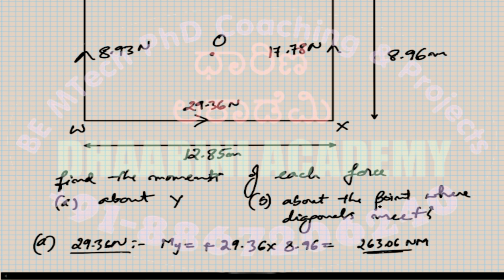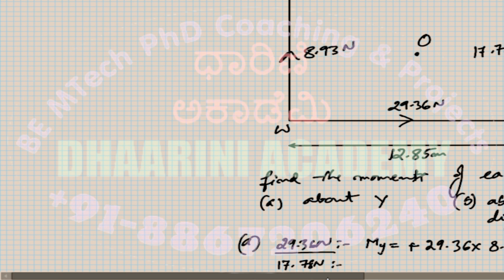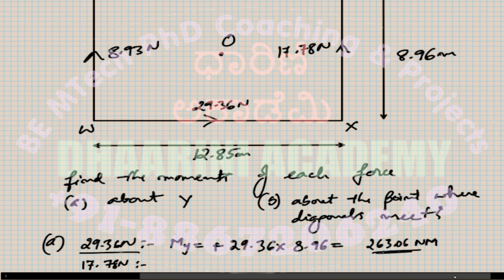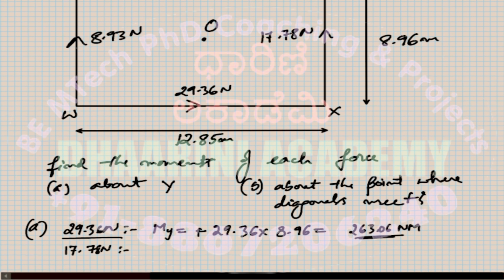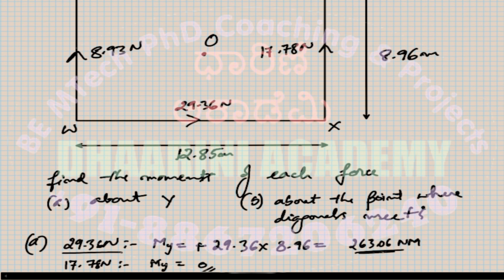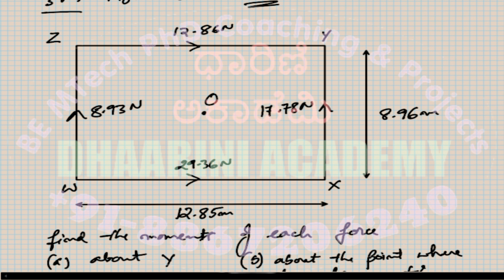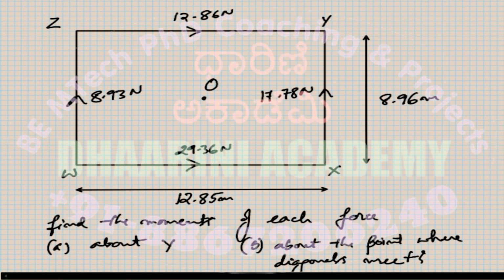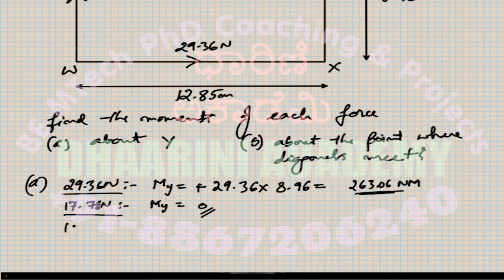Then the 17.78 Newton passes through Y, right? That makes the moment equal to 0. So moment about Y is equal to 0. Same thing happens with the other force on the top, the 12.86 Newton. It also passes through Y, so the moment is equal to 0.